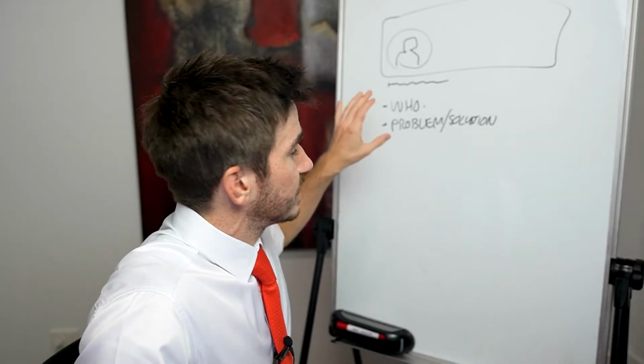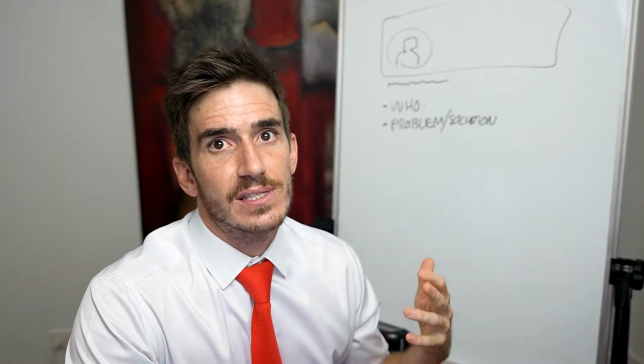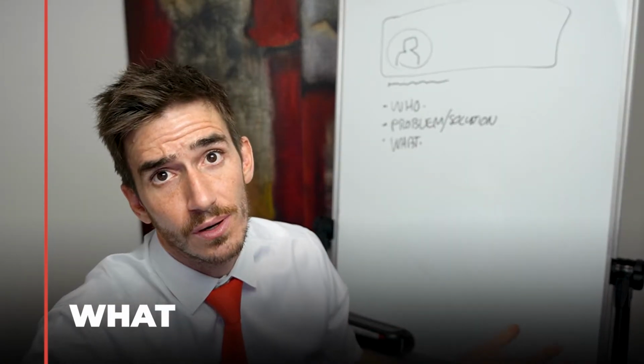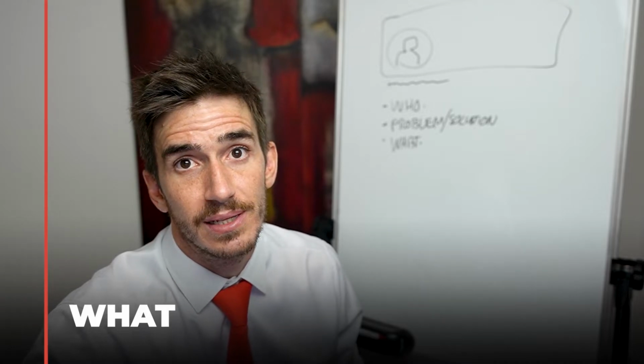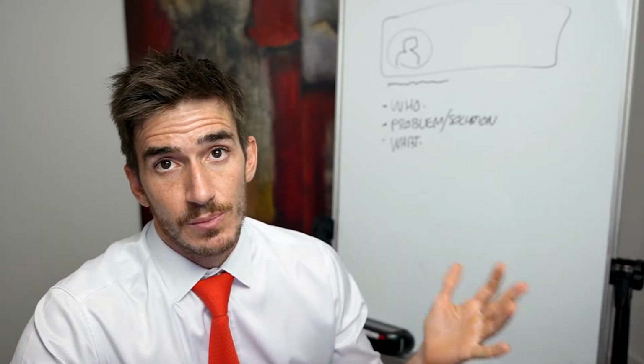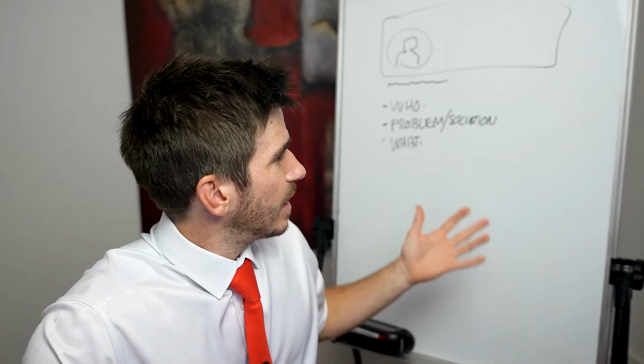So we want to identify the who and the problem. These are the two main things. You don't necessarily have to identify the what. So for example, the what in my title could be B2B lead generation with LinkedIn. So for me, that would be telling people that I'm providing leads through LinkedIn. But for me, I don't always put that in.